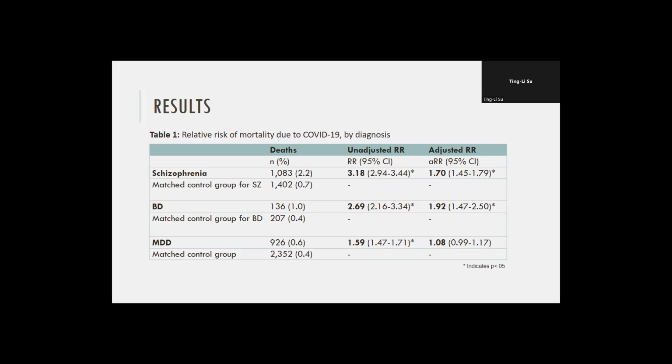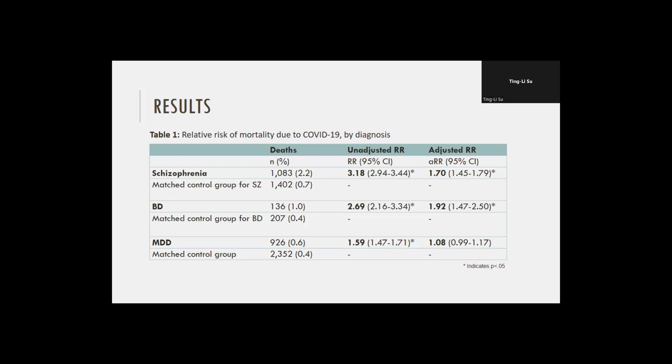So this table shows overall, taking into account that whole time and the matching process and all these other variables, the crude and adjusted risk ratios for COVID mortality for these three different groups compared to the matched controls. And what you can see in that unadjusted column is that the main finding is that COVID mortality rates are significantly higher across all three groups of people with SMI, and particularly so amongst people with schizophrenia or bipolar disorder. So you can see they're 3 times more likely to be dying from COVID compared with their age, sex matched controls.